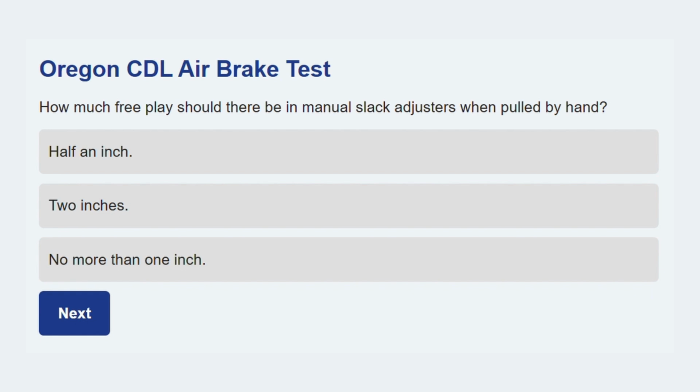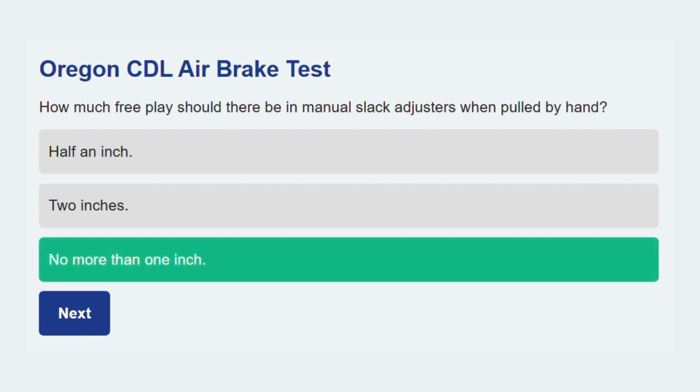Okay, what's after this? How much free play should there be in manual slack adjusters when pulled by hand? No more than 1 inch. Excessive free play indicates the brakes are out of adjustment and need attention.